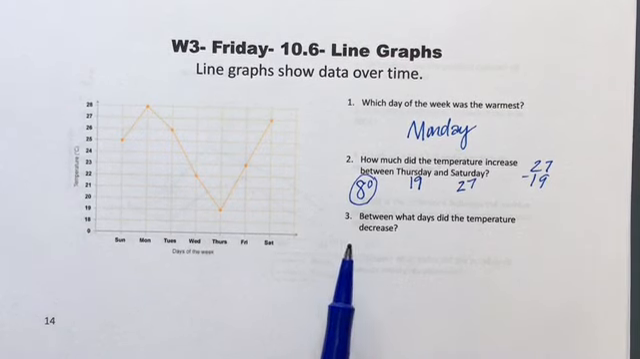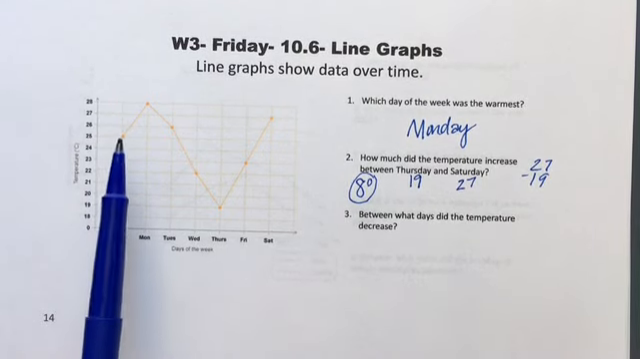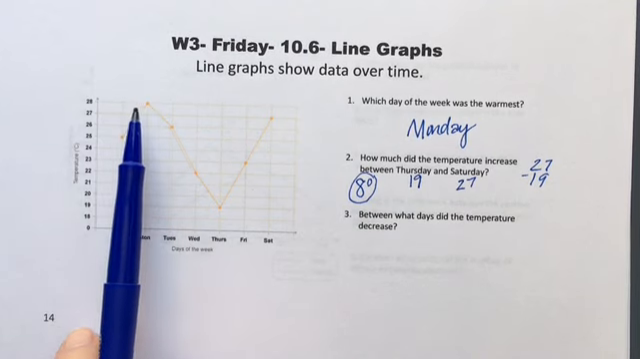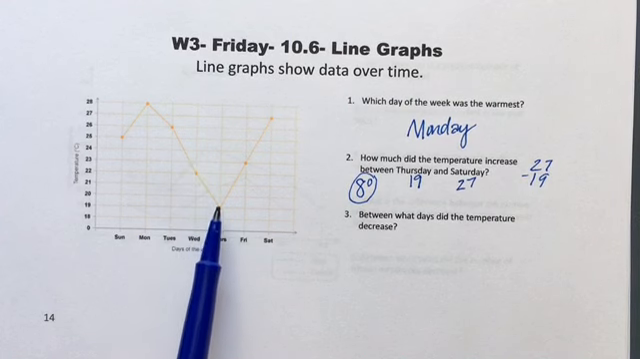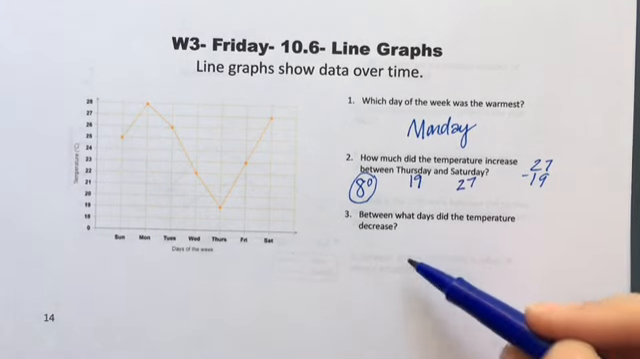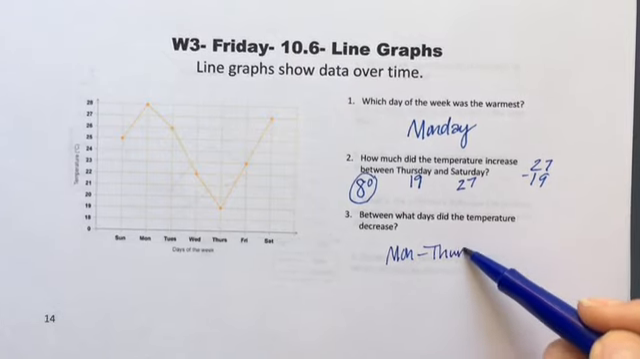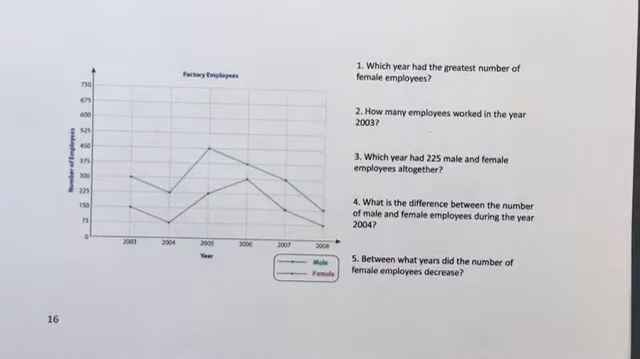In number 3, between what days did the temperature decrease? Well, from Sunday to Monday, it rose, right? It increased. Then on Monday, it decreased. Tuesday decreased. Wednesday decreased. And then it stopped, right? So we would say between Monday and Thursday. All right, let's move to another one.